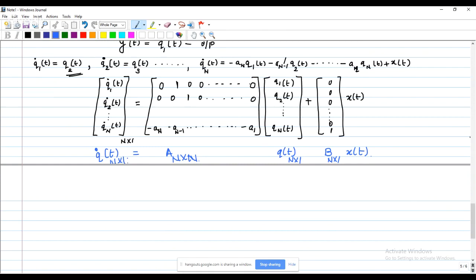So let us come and generalize the equation. We can say that Q dot t is equal to A Q of t plus B x of t. This is what the state equation is. Everyone understood how we got this? Please reply.